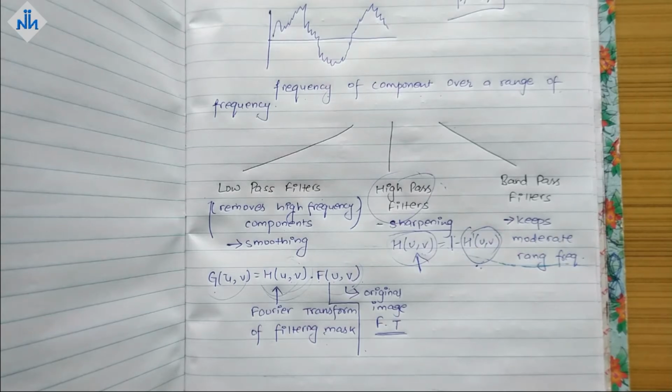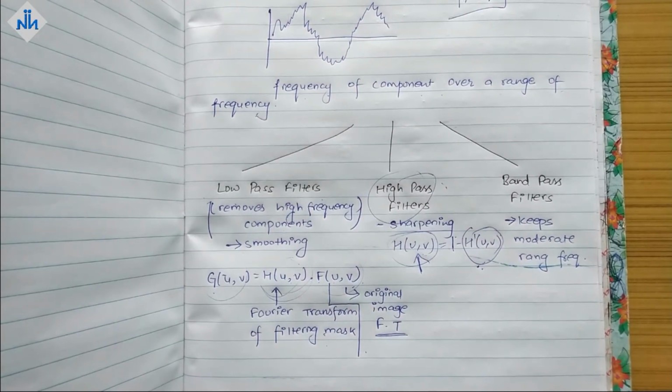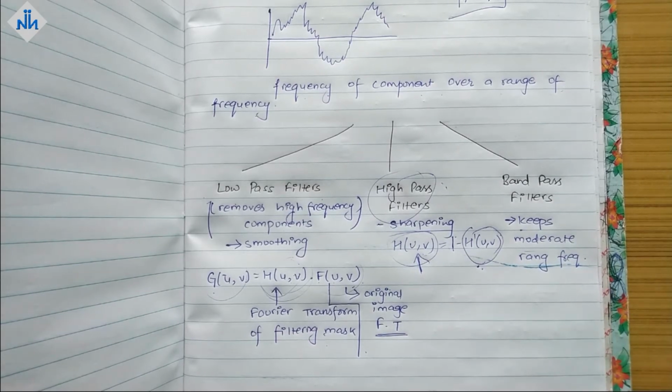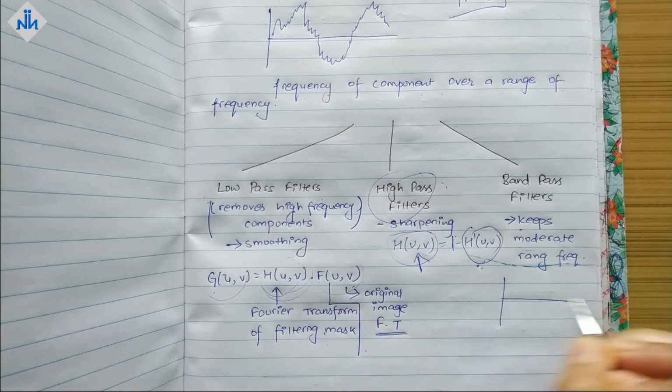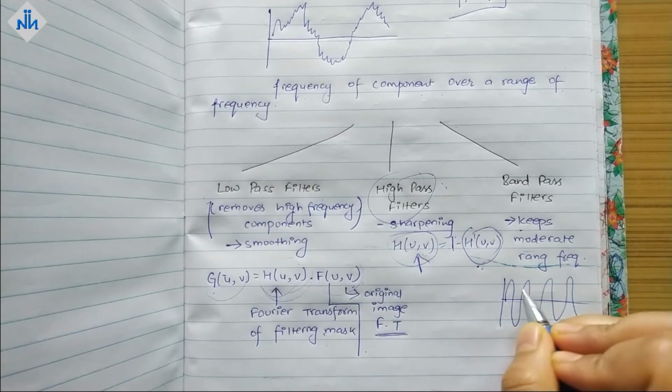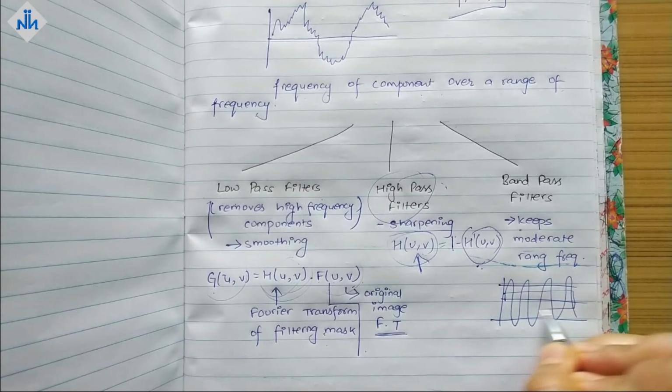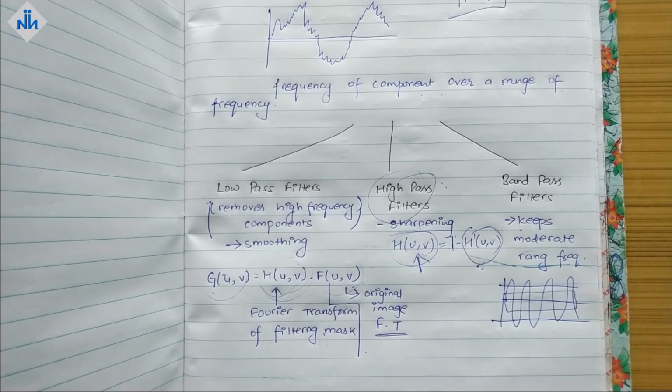After that we have the band pass filter, which keeps a moderate range of frequency. It will remove all the high range frequency and all the low range frequency, and it will keep the moderate ones. So if we have something like this, it will remove the upper and lower ones and keep all the moderate ones. That is the band pass filter.